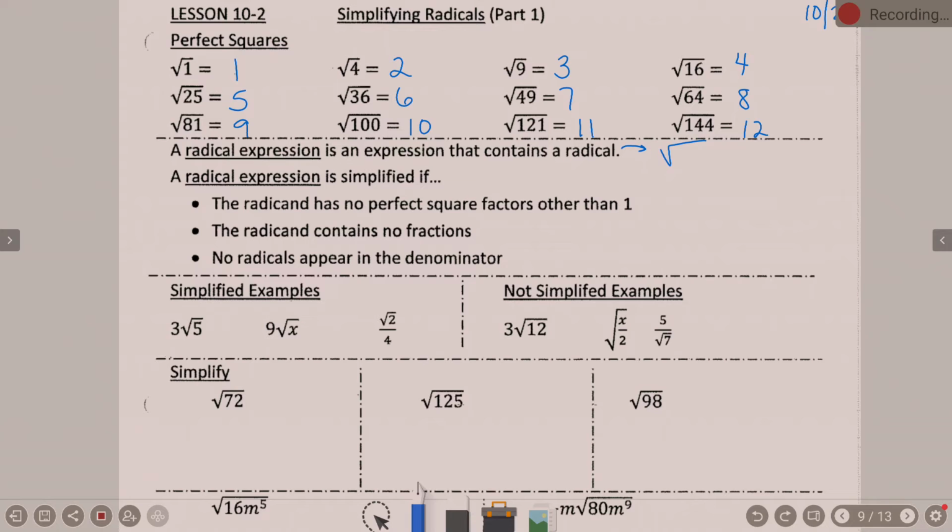I think I'll probably hold off and we'll talk fractions tomorrow. I think that would be too much today. So that's in part 2, and I don't plan to do part 2. I'll just look at part 1. 5 over square root of 7 is not simplified because there's a square root in the bottom. So those are some examples, and our goal is to get things simplified. Okay, so, square root of 72.